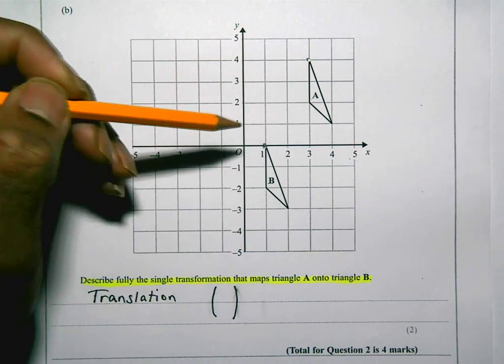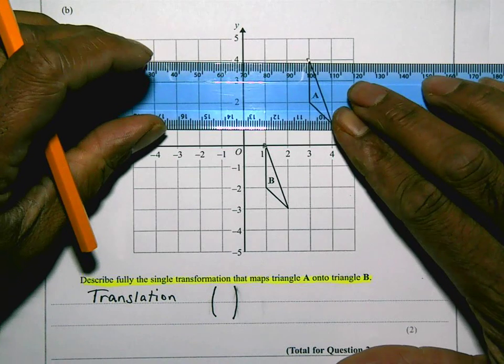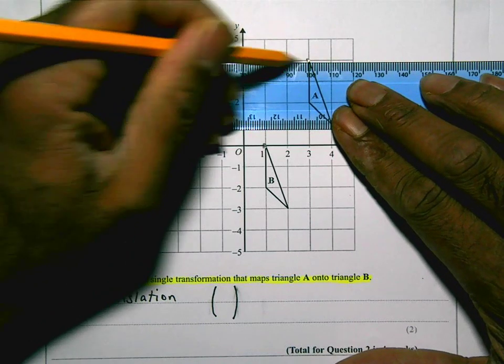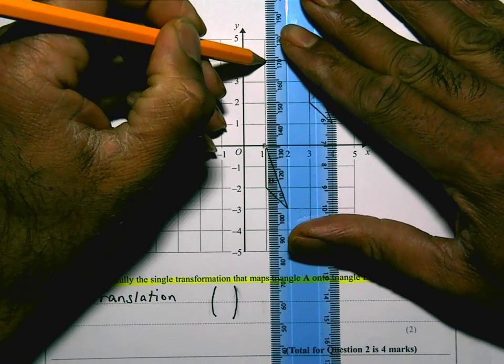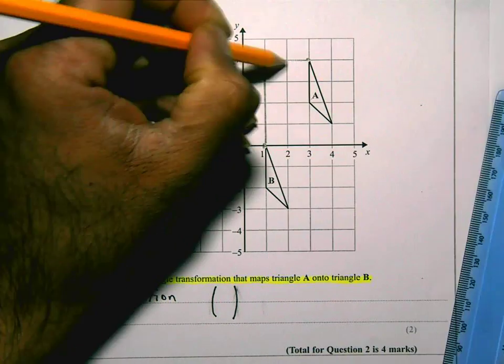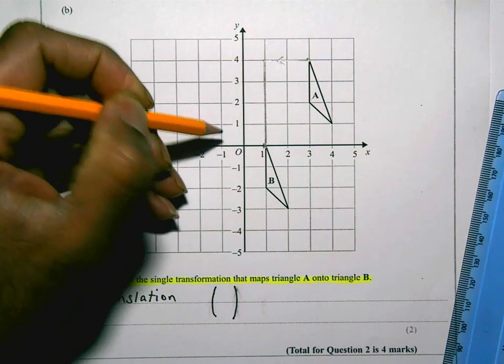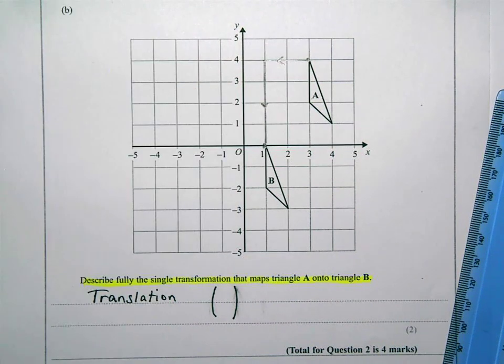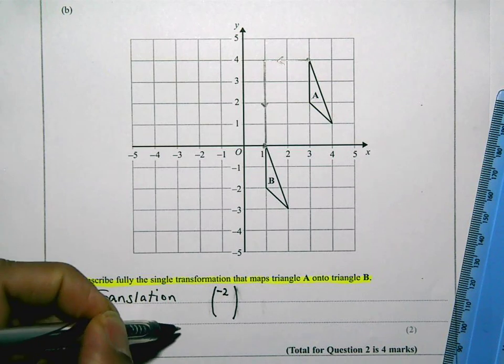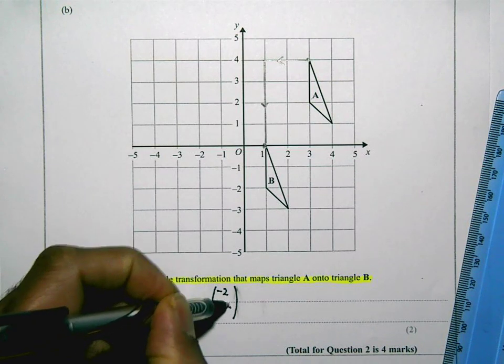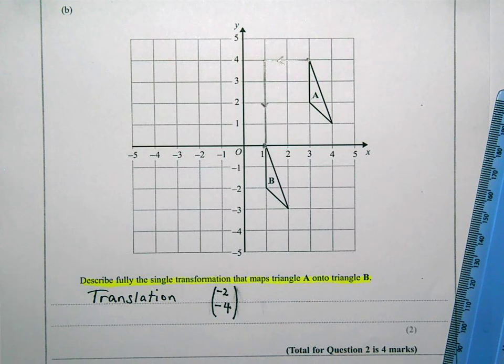And I'm going to draw lines in here just to show you, but I wouldn't do this in the exam. I'm going to have to move it 2 across and 4 down. And being more specific, I'm going to move it 2 left and 4 down. And in my translation vector, because I'm moving it 2 left, that's going to be -2, and because I'm moving it down 4, that's going to be -4. So this is going to get me full marks here, because I've described it fully. I said it's a translation, and the translation vector is -2, -4, and that's going to get me full marks in this part of the question.